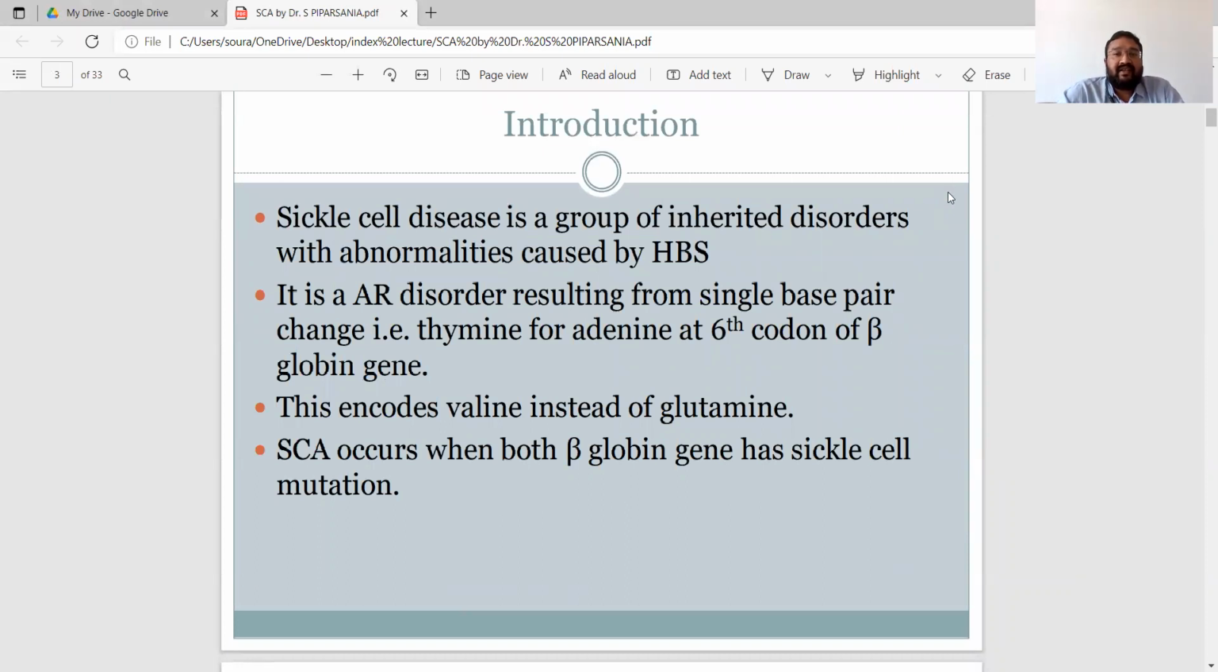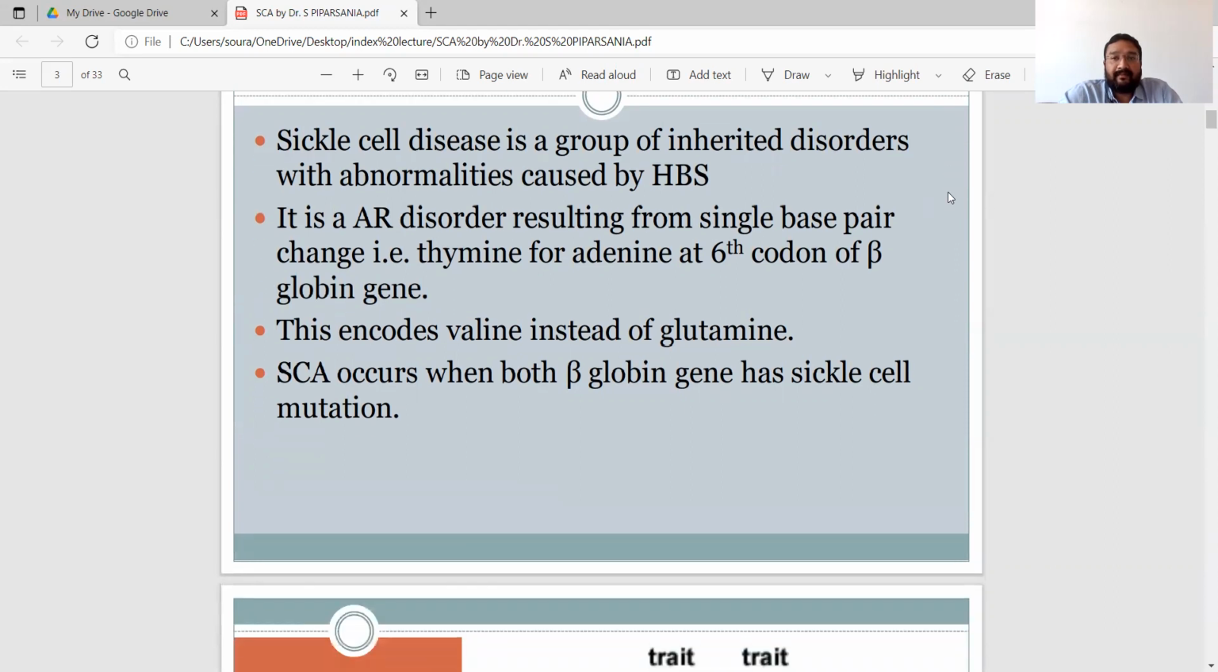Sickle cell anemia is a group of inherited disorders with abnormalities caused by HbS, that is hemoglobin S. It is an autosomal recessive disorder resulting from a single base pair change, that is thymine for adenine at the 6th codon of the beta globin gene. This change encodes valine instead of glutamine, and sickle cell anemia occurs when both beta globin genes have the sickle cell mutation.